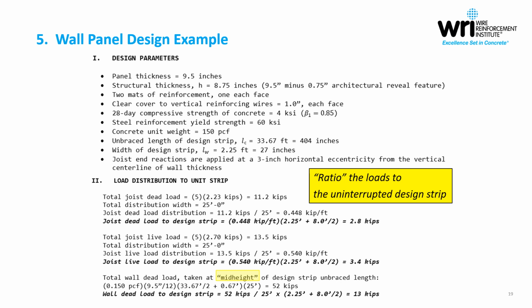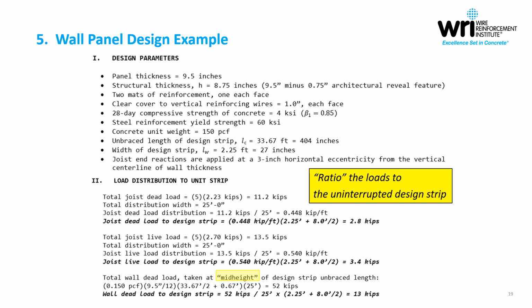Step 1, design parameters. Should be fairly intuitive. Here the panel thickness is 9.5 inches. We do have a 3/4 inch architectural reveal, so really the structural thickness is going to be 8 3/4 inches. We're going to be using 2 mats of reinforcement, one in each face. Clear cover to the vertical reinforcing wires is going to be 1 inch. Our 28-day compressive strength is going to be 4 ksi. I recognize that could be low. Oftentimes you do see tilt-up wall panel construction using 5 ksi and 5.5 ksi. It's not uncommon to use a higher compressive strength. Here we're using 4 ksi.